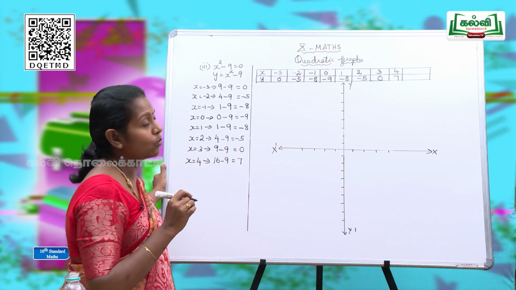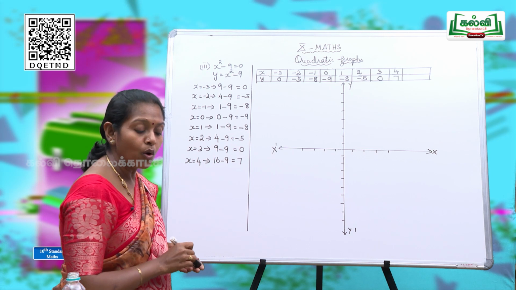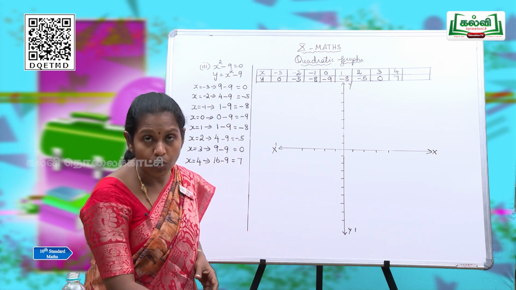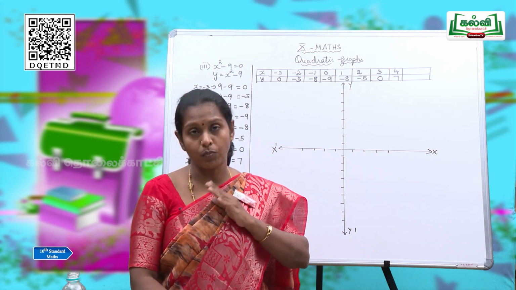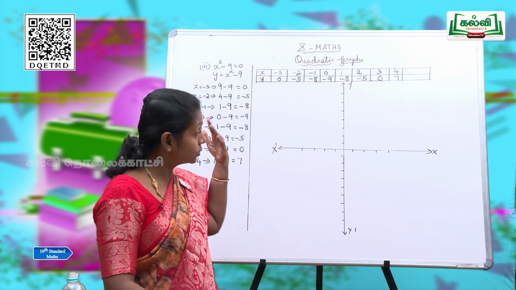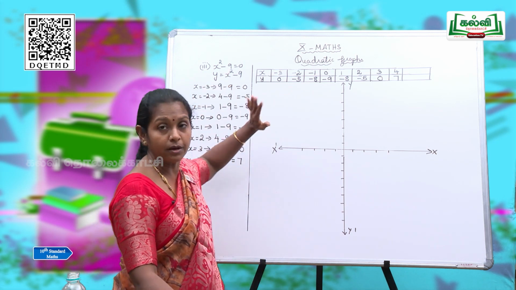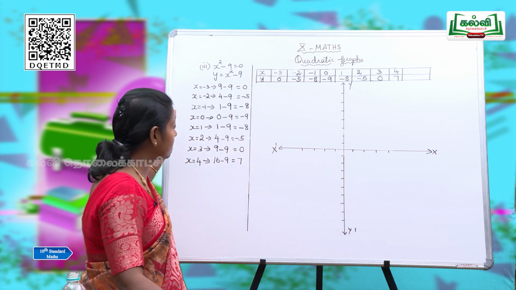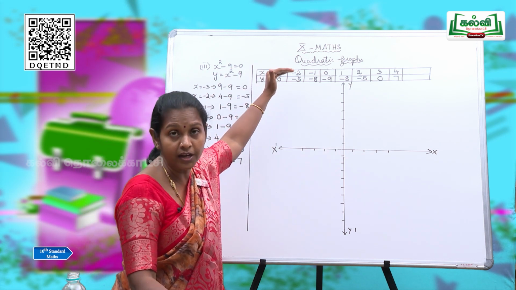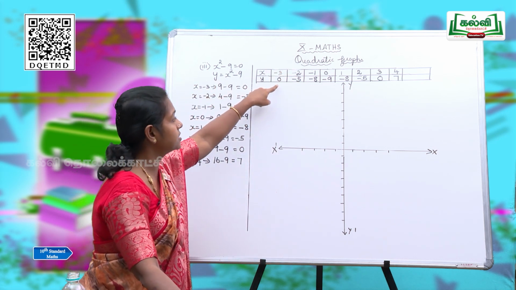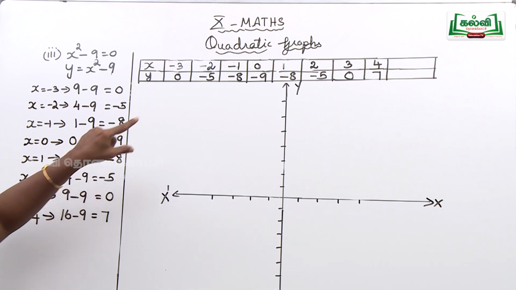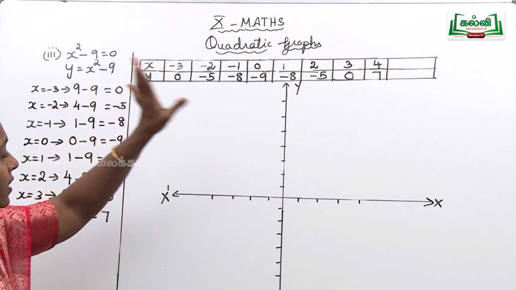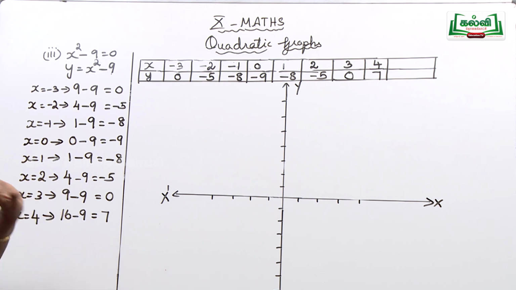Now, half of the work is over. Then we are going to plot it. Okay. What I said in the previous class, before you plot, what do you have to do? Check which side is more, either negative or positive, on both axes, both x and y axis. Now, before you go and plot on the graph, check whether these values are correctly arranged here or not. Minus 3, 0; minus 2, minus 5; minus 1, minus 8; 0, minus 9; 1, minus 8; 2, minus 5; 3, 0; and 4, 7.